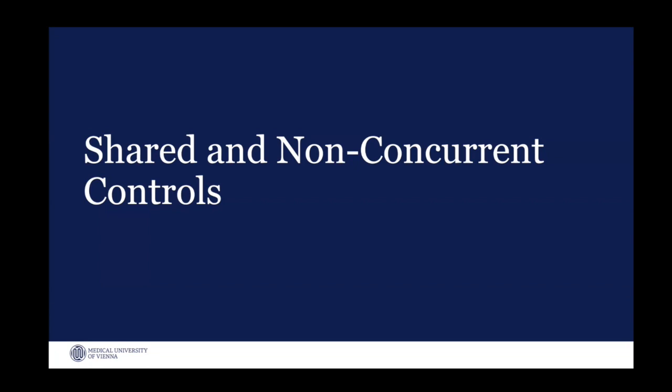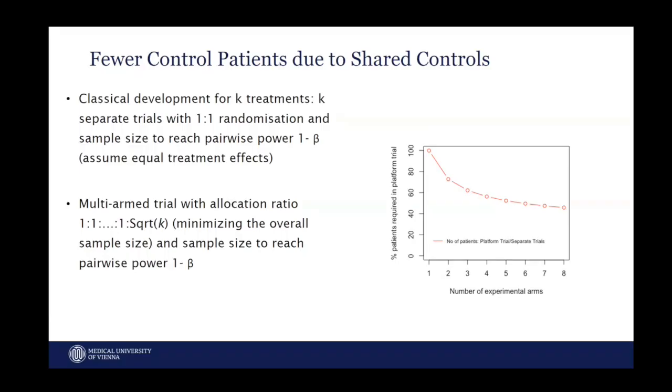Which control data can we use? So we have fewer control patients due to sharing controls. So here you can see classical development for K treatments, and we have K separate trials with a one-to-one randomization, and the sample size to reach pairwise comparison is with a power of 80%. And then we compare to a multi-arm trial where we use an optimal allocation ratio of 1:1:1 to square root of K, minimizing the overall sample size.